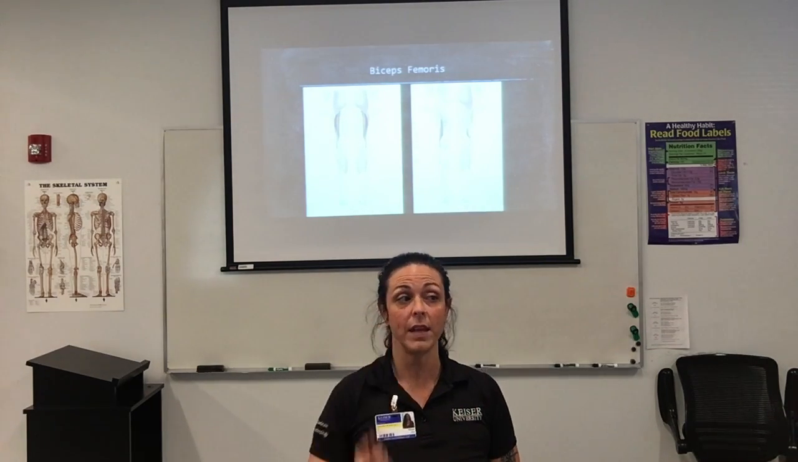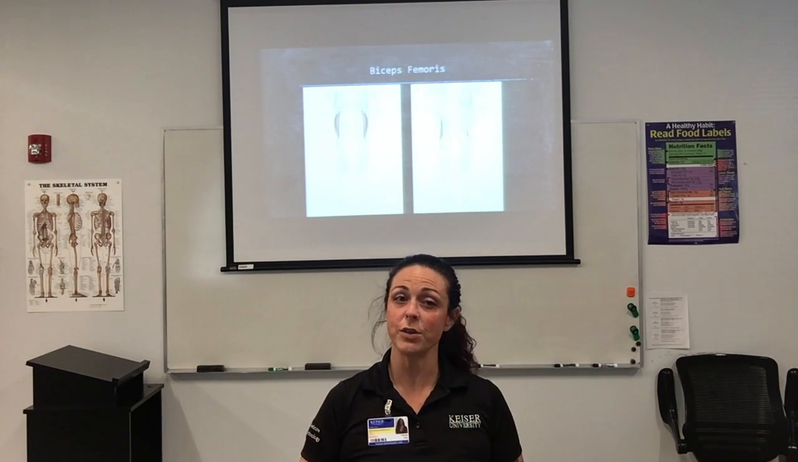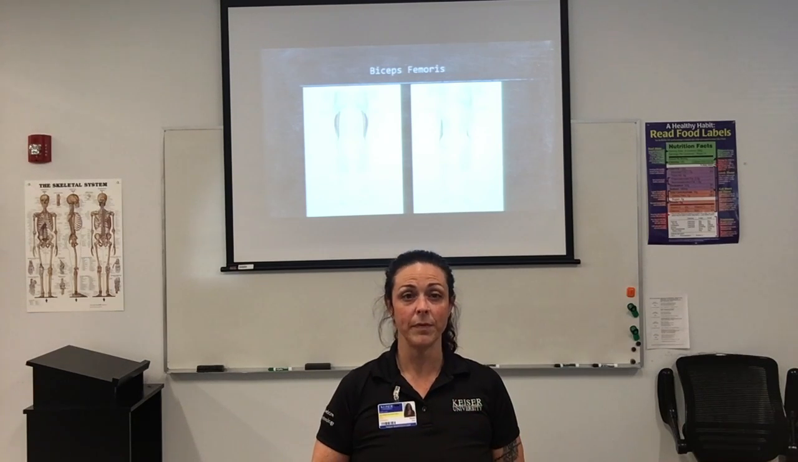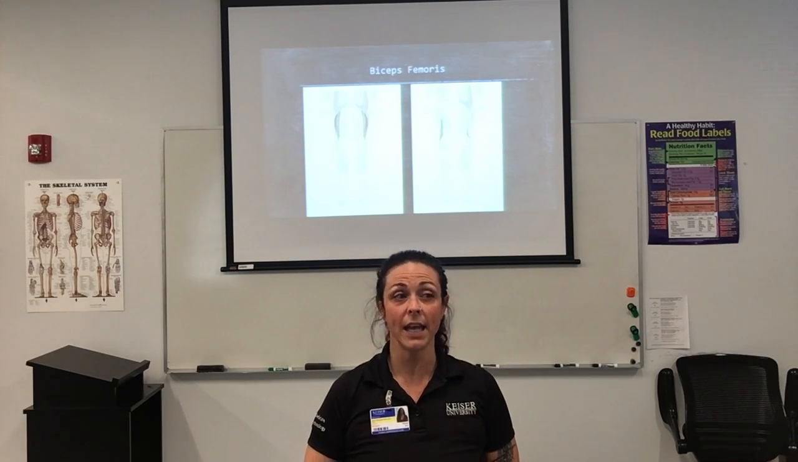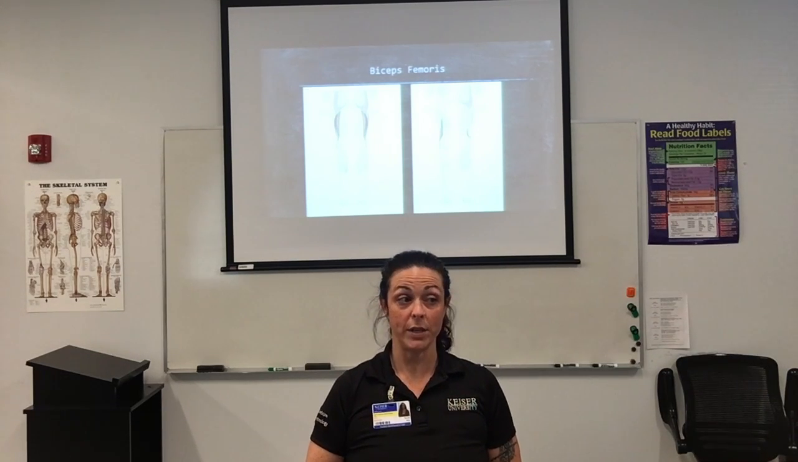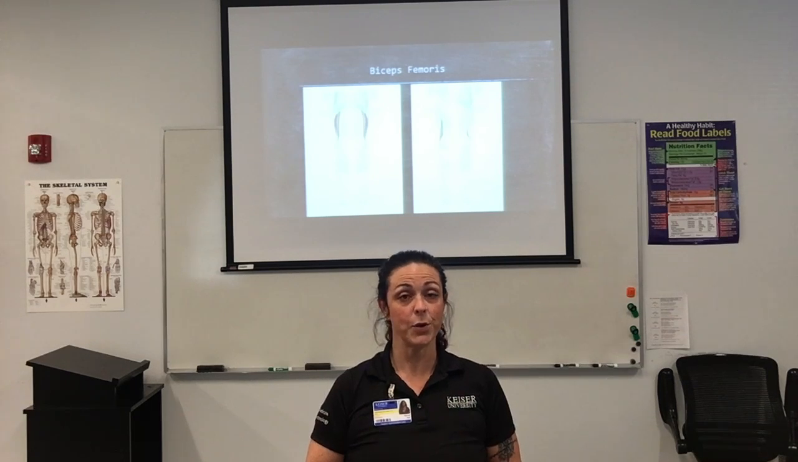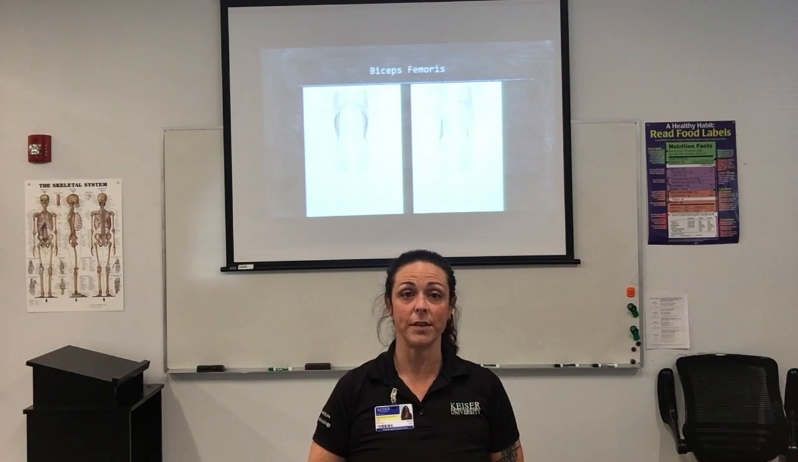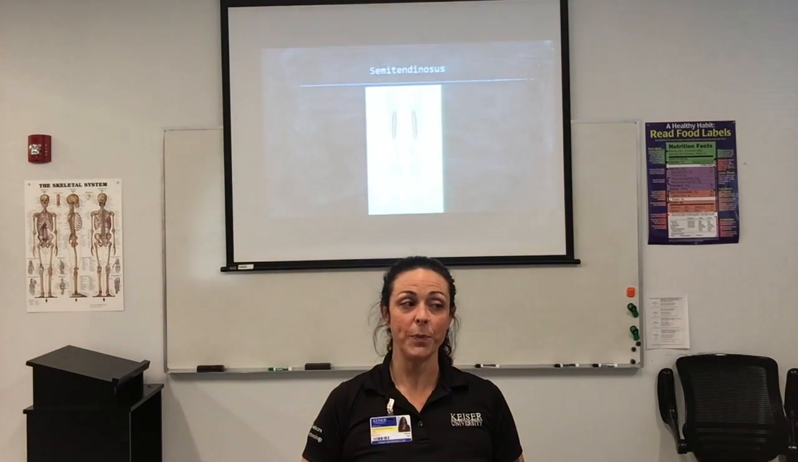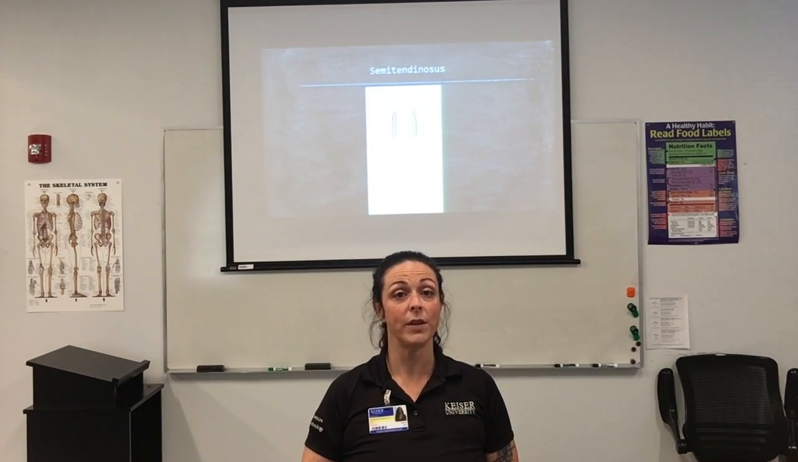The long head of the biceps femoris originates at the ischial tuberosity and inserts on the lateral condyle of the tibia, head of the fibula. The short head originates on the lower half of the linea aspera and lateral condyloid ridge. The biceps femoris is responsible for external rotation of the hip, external rotation of the knee, as well as hip extension and knee flexion.